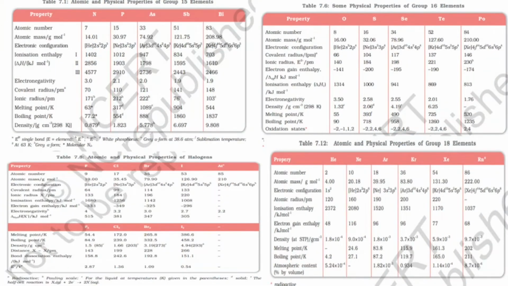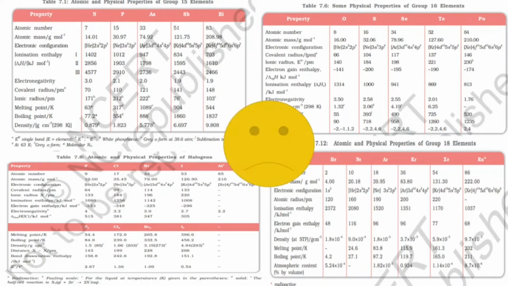I'm sure that these tables might have puzzled you and made you feel sick of inorganic chemistry. But stop now, because today this sickness will become history. I am here to make things simpler and easier.